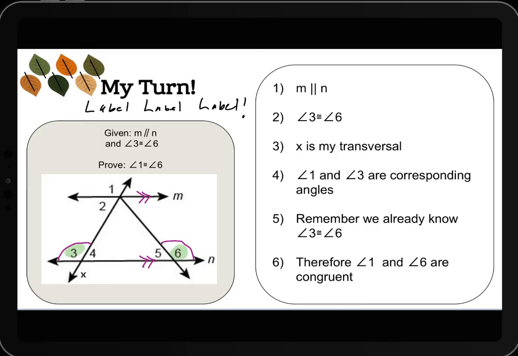Now, we're trying to prove that 1 is congruent to 6. We're told, and we know from the diagram, that x is the transversal. And we also know that angle 3 corresponds with angle 1, because they are in the same position within their group. Both belong to the transversal x. They both are in the upper left quadrant of their group from lines N and M respectively. So they're corresponding angles. And as a result, we know that angles 3 and 6 are congruent as well.